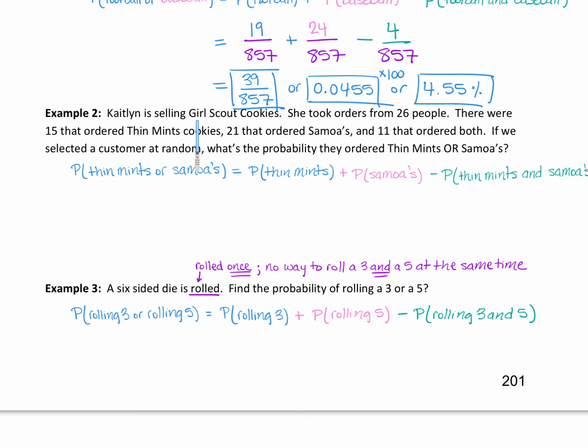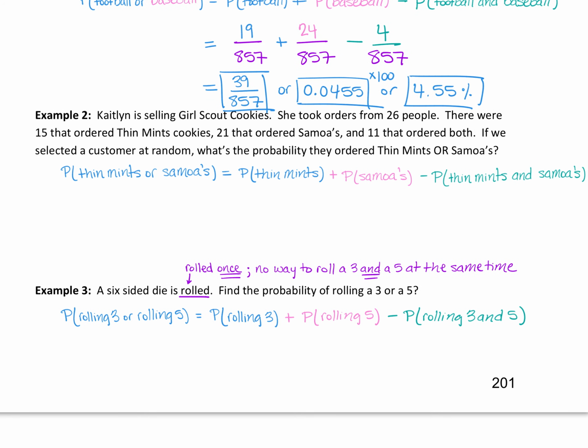Caitlin is selling Girl Scout cookies. She took orders from 26 people. There were 15 that ordered Thin Mint cookies, 21 that ordered Samoas, and 11 that ordered both. If we selected a customer at random, what's the probability they ordered Thin Mints or Samoas? So the probability of Thin Mints or Samoas means we need to find the probability of Thin Mints, add it to the probability of Samoas, and subtract out the probability of both Thin Mints and Samoas.